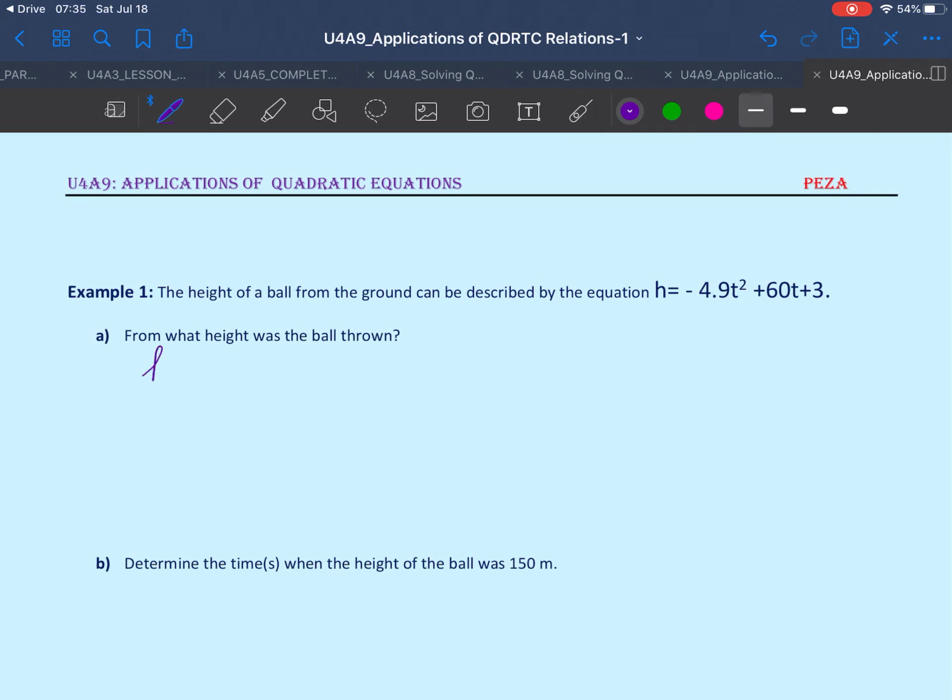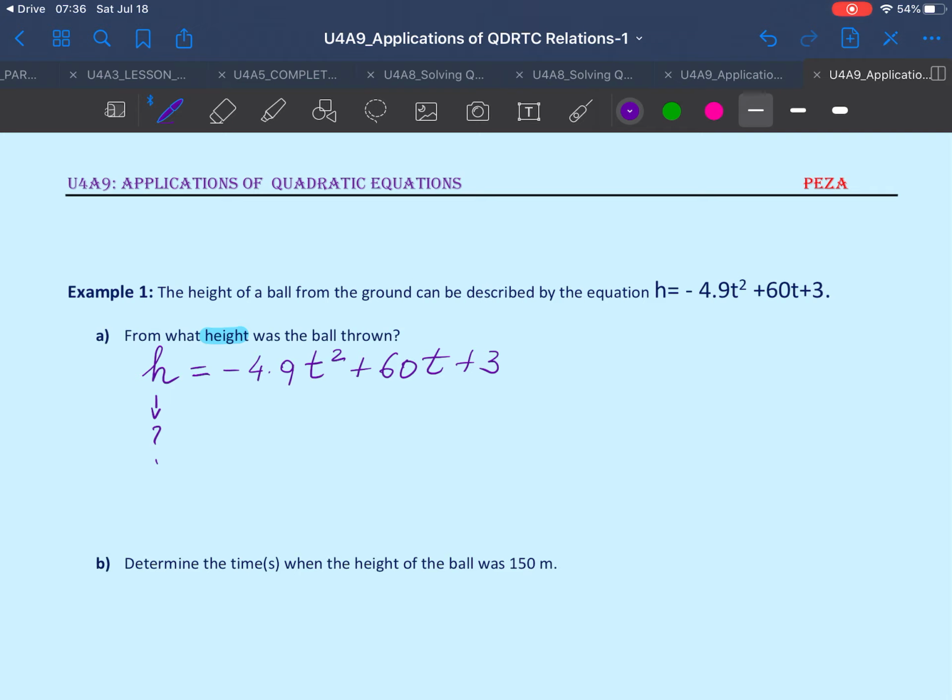So at this point, I'm going to rewrite the equation, and I always encourage my students to write the equation, because once you write something, you look at it more closely and you develop a better understanding about it. So plus 60t plus 3, and then I reread the question one more time. The question is asking from what height, so we are trying to find the height. Height is our unknown here.